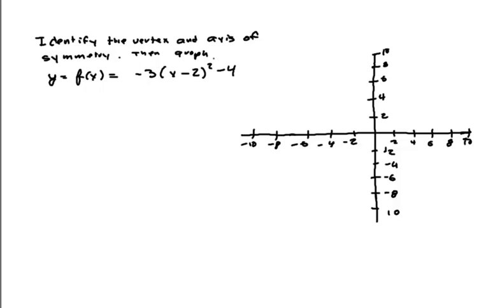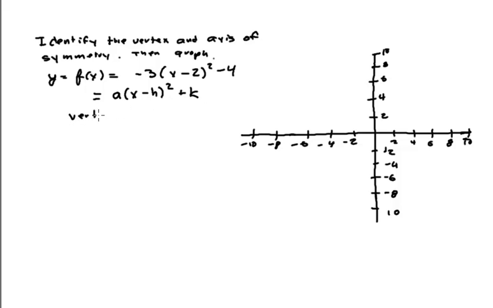In this problem, you have to identify the vertex and the axis of symmetry, and then you have to graph the parabola. It's actually fairly easy because it's already given to you in the form that gives you the vertex. When it's already factored like this, when you have f of x equals some constant times x plus or minus something squared, and then plus or minus something, you can just read your vertex right off of this. This is in the form of a(x - h)^2 + k.